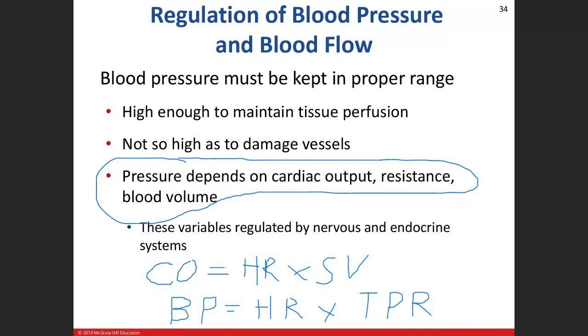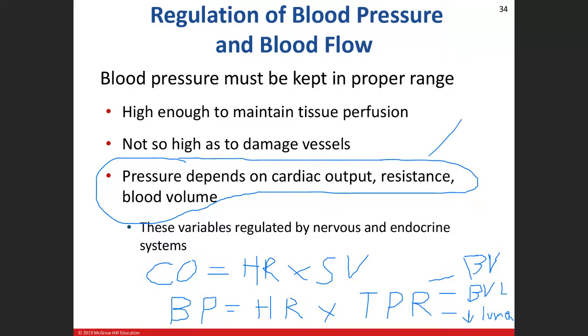So if we do any of those three for the total peripheral resistance, we'll call it blood viscosity, if we increase it, or let's say, if we increase the blood vessel length, or BV length, that'll increase total peripheral resistance. Or if we decrease the lumen, make the diameter smaller, vasoconstriction, that'll also increase total peripheral resistance.